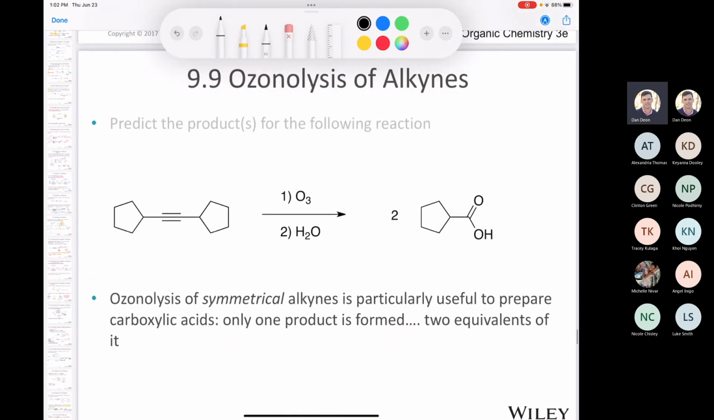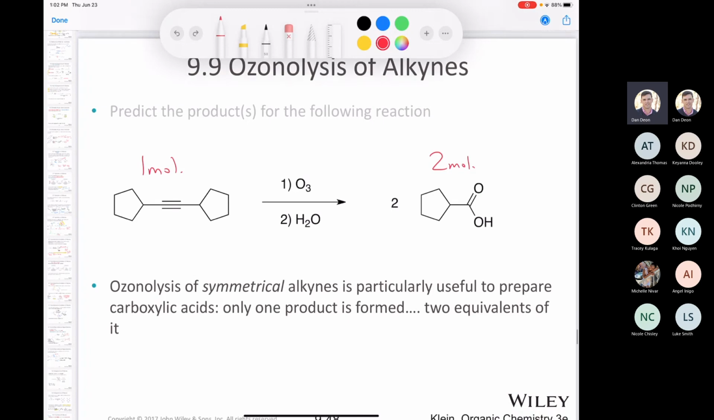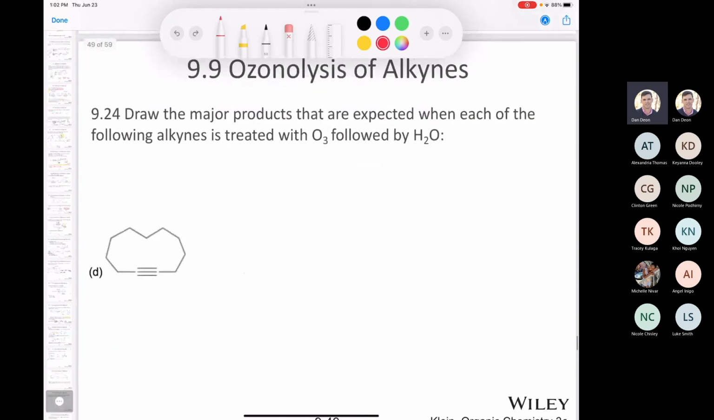So if you have an internal alkyne, you can see that it's a pretty cool reaction, because if you start with only 1 mole of this, you double. You end up with 2 moles. Yay! So you end up with way more material than you started out with. So that's kind of cool. It's a neat reaction. I've never found any synthetic utility for it in my life, but hey, it's all good. Let's try one more practice problem, then we'll take a little break here.